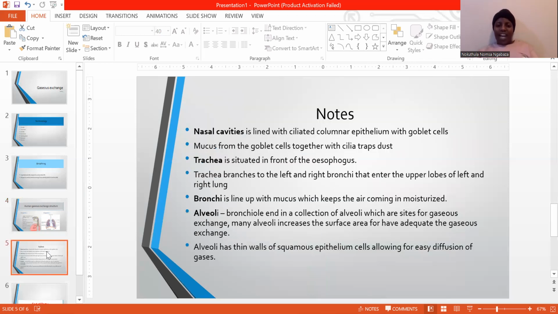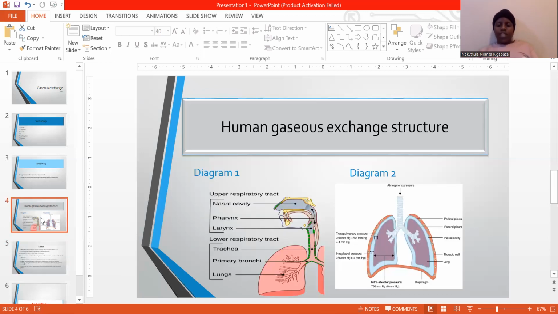Of ring-like cartilage. So when it comes to your trachea, it is situated in front of the what? In front of the esophagus. So when it comes now to your trachea, one thing about your trachea is that it branches out into your left bronchi, and it also branches out into your right bronchi.